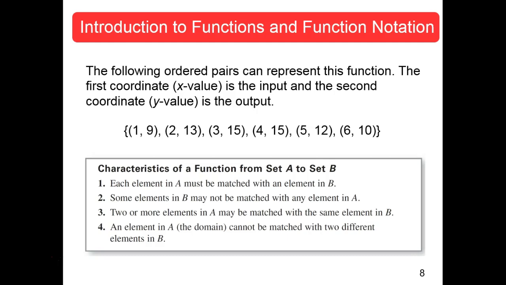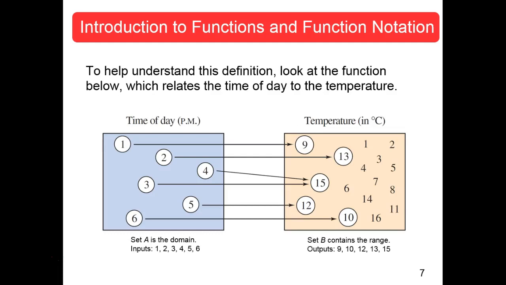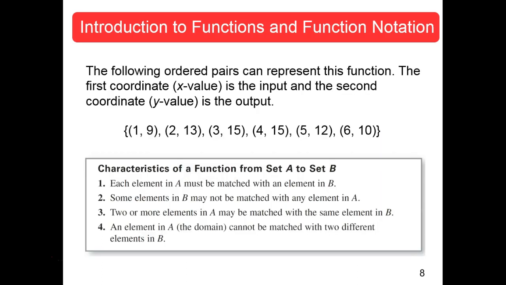You can't have a time of day here with no temperature, okay? That doesn't make sense. Anytime that you check, there needs to be a temperature. Some elements in B, that's your range, may not be matched with any element in A. We saw that earlier, back here. These over here we didn't match, not at those times of day. That's okay in this one, but you need to match all the ones in your domain.